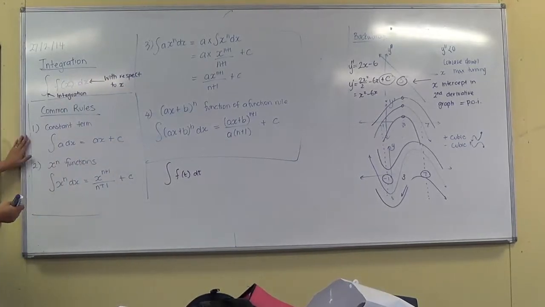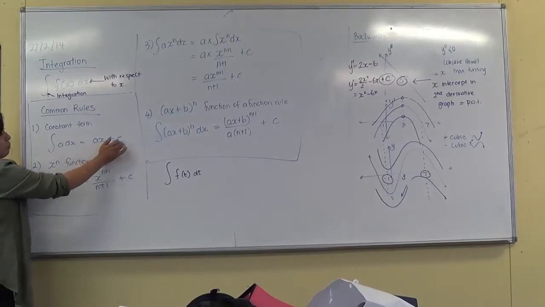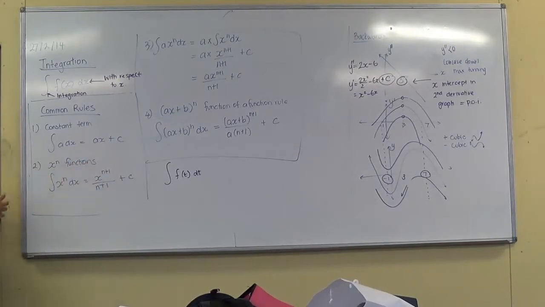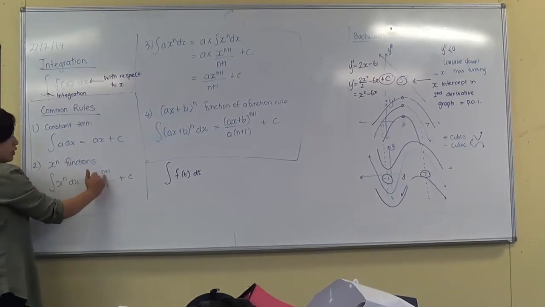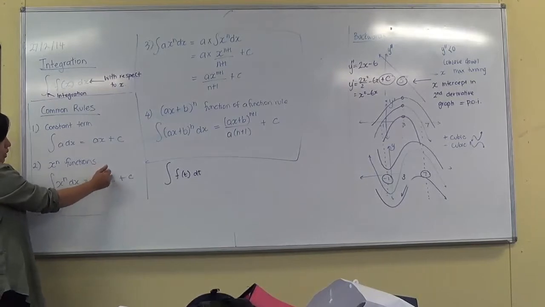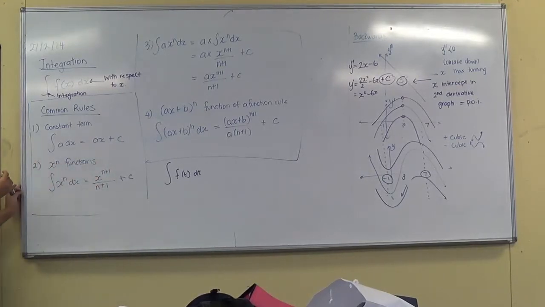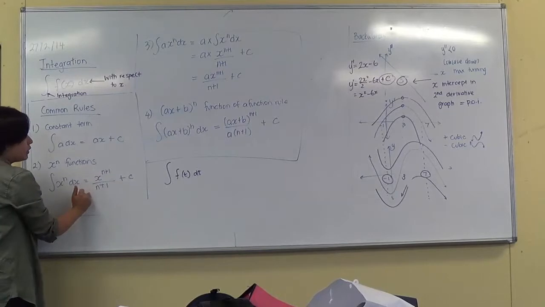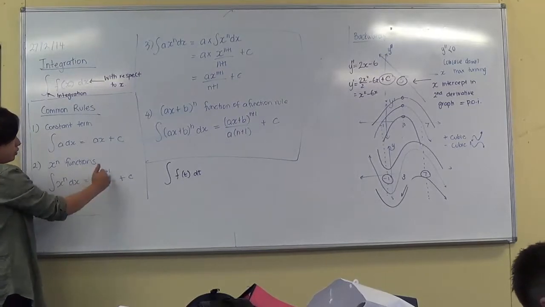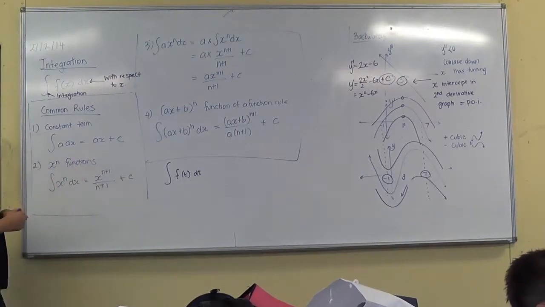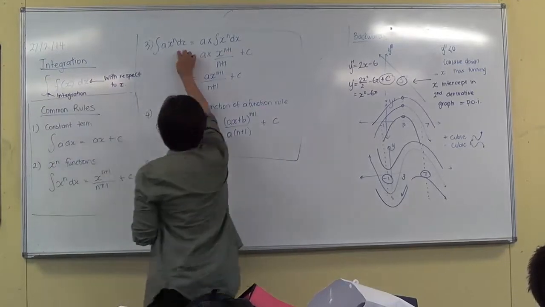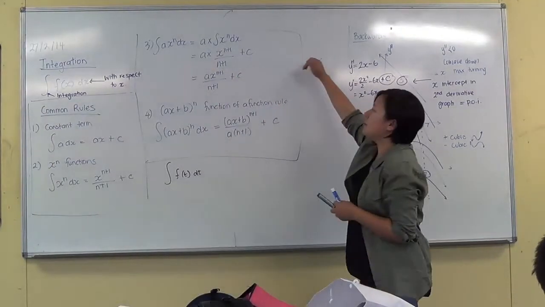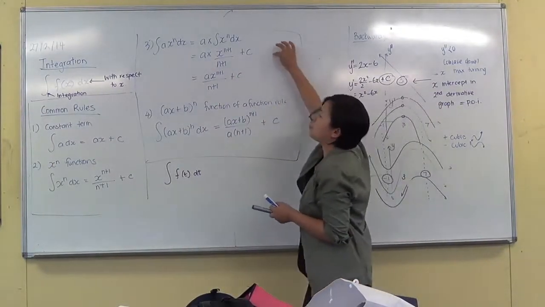Okay, so the common rules are: if you have a constant term, you just add an x to the end and plus c. If you have an x to the power of n function, you increase the power by 1, so that's the opposite of differentiating, and then divide by the new power, and you plus the constant term. You've done something similar to this, but this is the official rule for it.